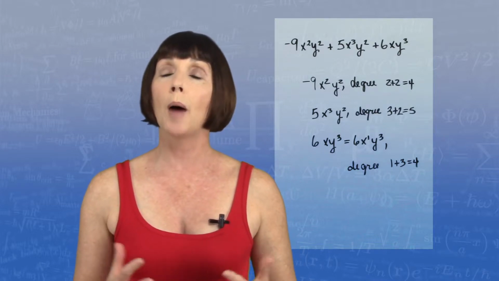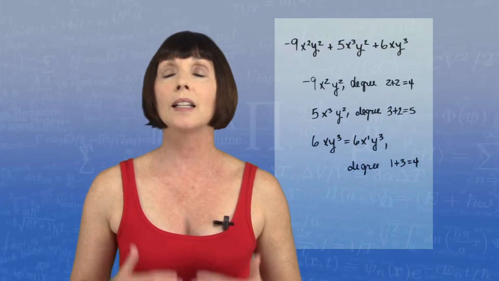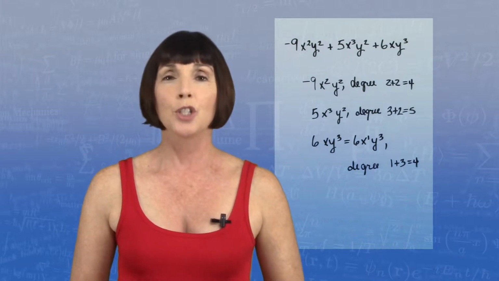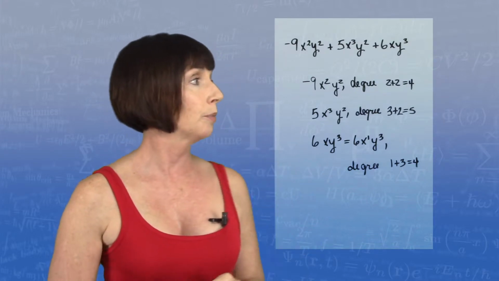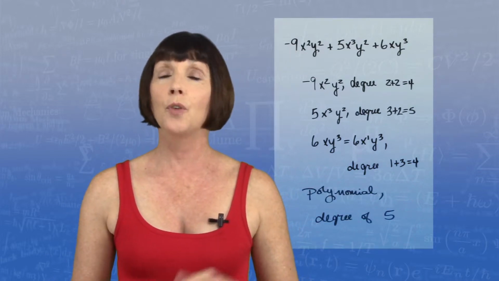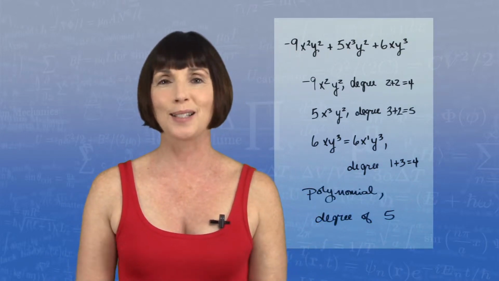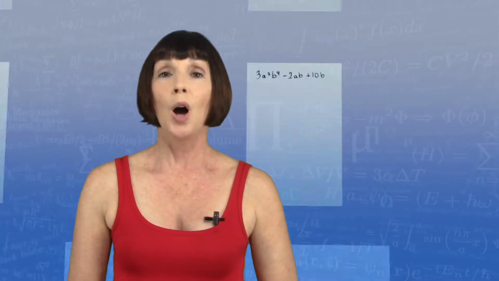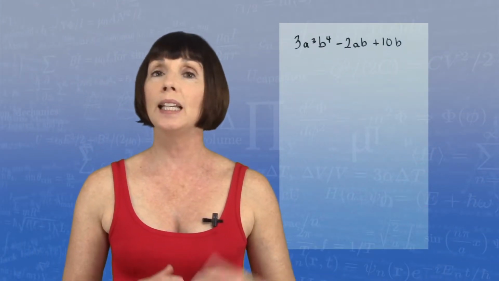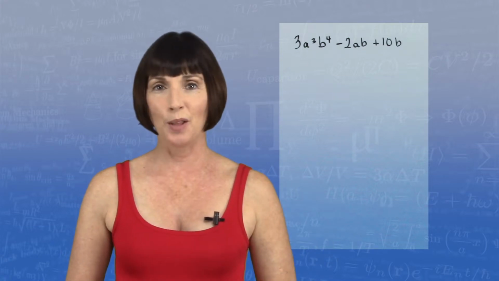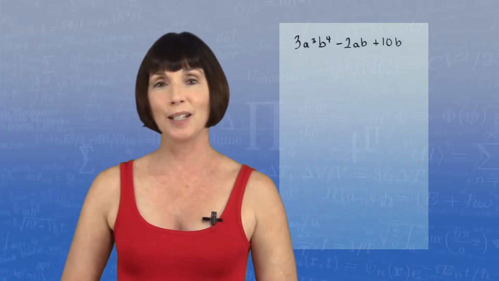The degree of the polynomial is the greatest of the degree of its terms. So the term that has the greatest degree here is our middle term with a degree of 5. Therefore, this polynomial also has a degree of 5. Okay, here's another example. Same thing. Find the degree of each term and the degree of the polynomial for this polynomial.